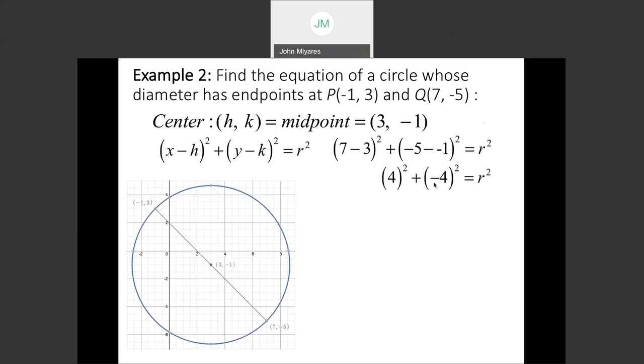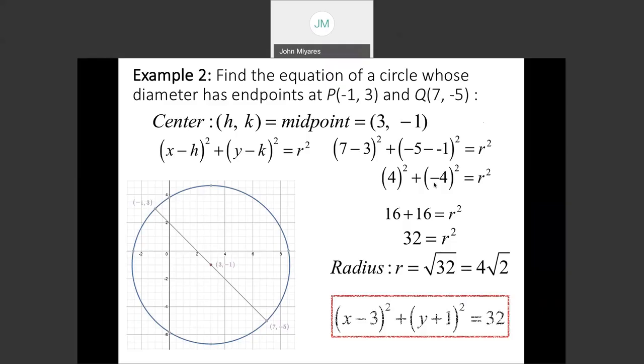Here we see 7 minus 3 is 4, squared is 16, and -5 minus -1 is -4, squared is 16 again. Adding these together gives us 32. So r squared is 32. If we were asked for the radius, we would simply simplify that as the square root of 32, or 4 square roots of 2. But what we're asked for is the equation of the circle, which will be given as x minus 3 quantity squared plus y plus 1 quantity squared equals 32.